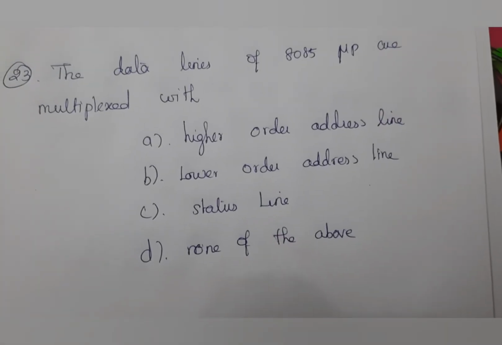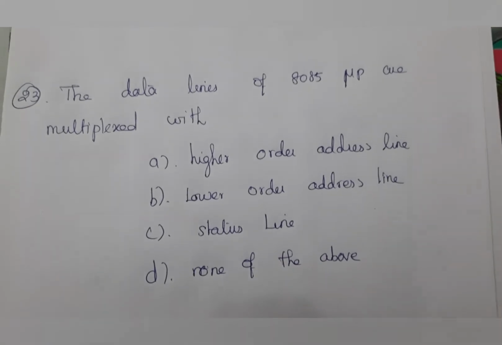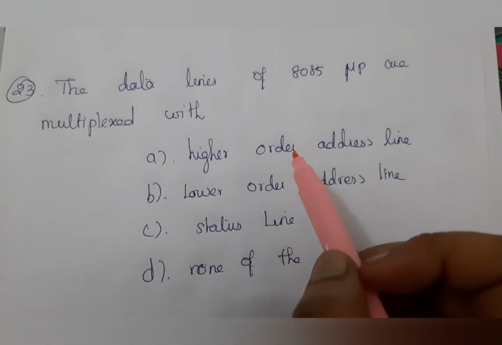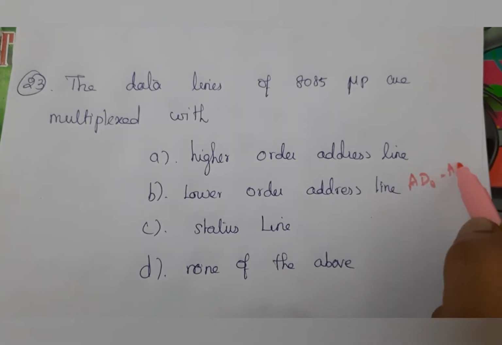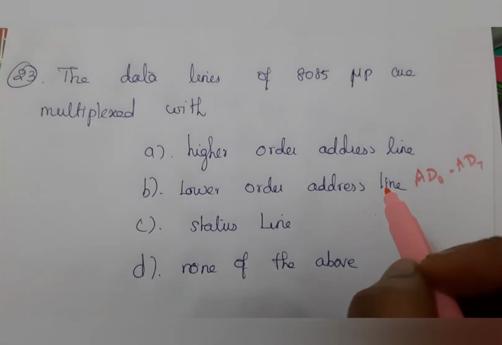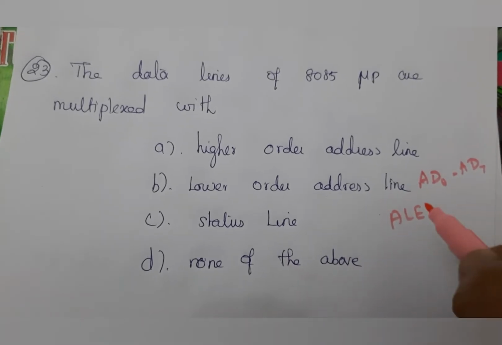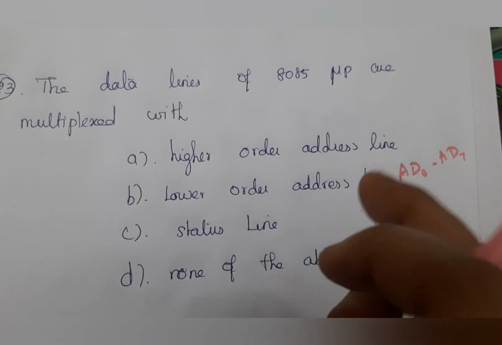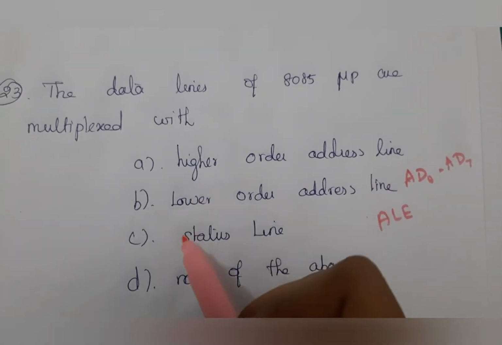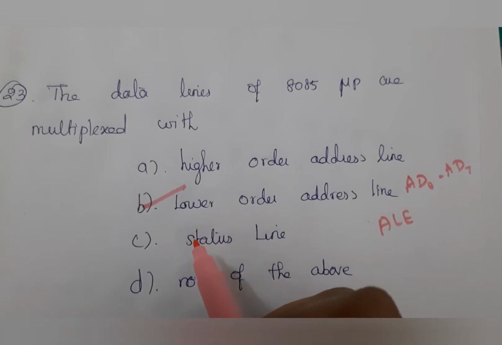Next question, the data lines of the 8085 microprocessor are multiplexed with the lower order address lines, that is AD0 to AD7 are multiplexed with the lower order address lines, and ALE is the signal that enables the lower order address lines. So here the answer is B, lower order address line.